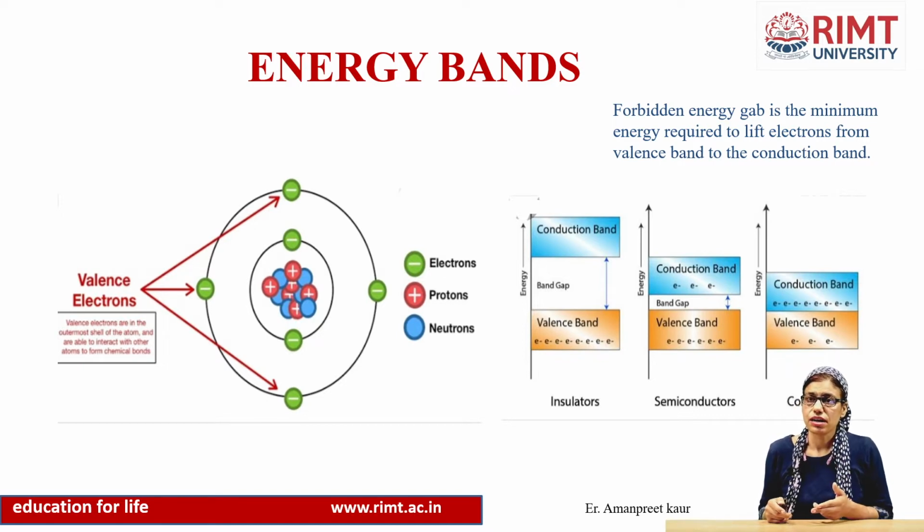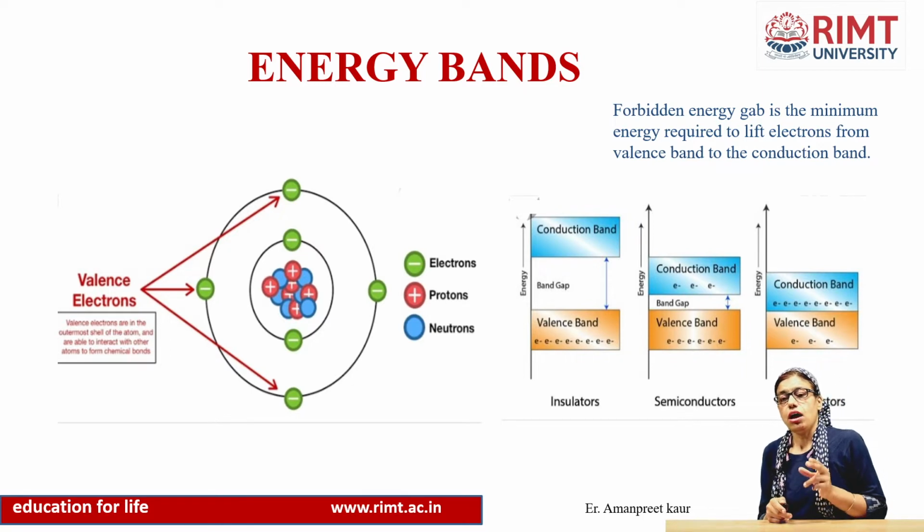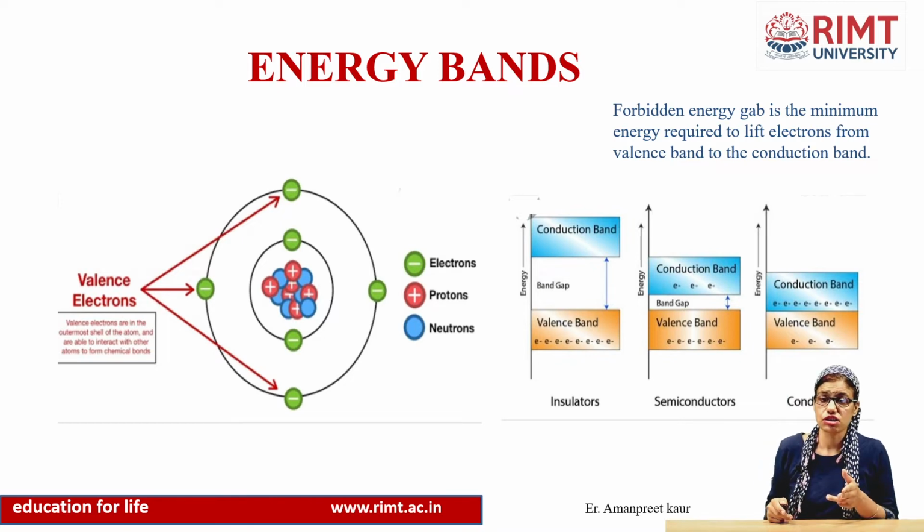And the conduction band is the energy band possessed by the free electrons. The valence band holds the energy of valence electrons, and the conduction band holds the energy of free electrons, those free electrons which take part in conduction. Okay. You can differentiate between insulator, semiconductor and conductor by using the energy bands.